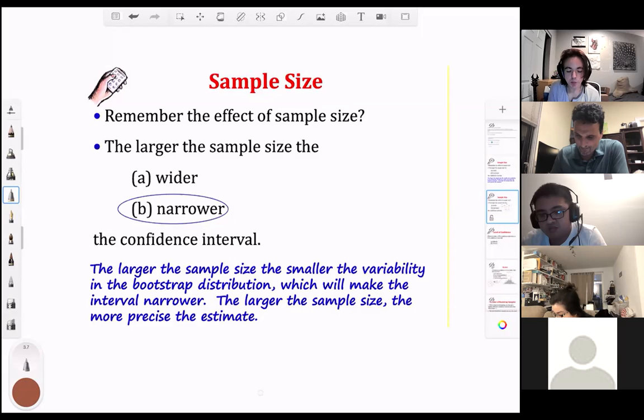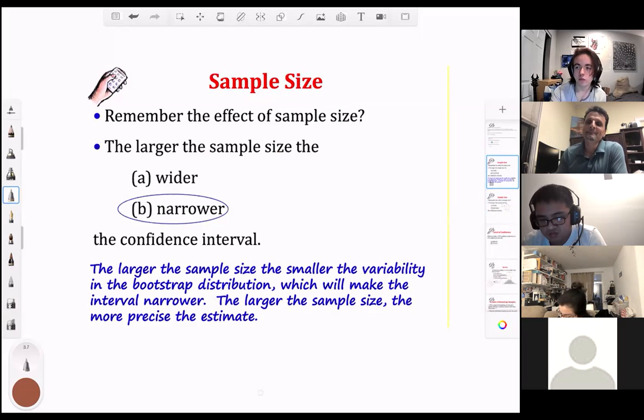So that's another explanation. The larger the sample size, the smaller the variability in the bootstrap distribution, which will make the interval narrower. The larger the sample size, the more precise the estimate. Almost what I said. There's more. All right, let's do some homework questions now.